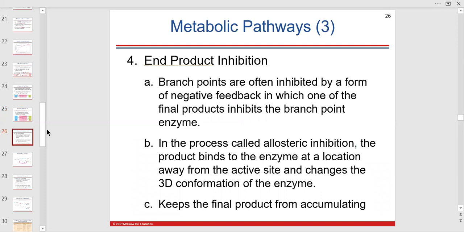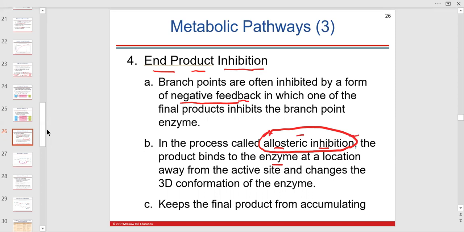So end product inhibition. It has to stop. I think that's the stop point, and again, it's negative feedback. One branch in that enzymatic reaction has to be stopped so it doesn't keep going and make excess products, because that would be disease forming. So allosteric inhibition is the process where the product binds to the enzyme at a different location and changes the active site. That's the takeaway. This allosteric inhibition is stopping the enzymatic reaction and stops the final outcome from increasing, right?